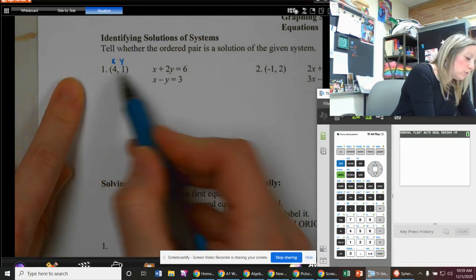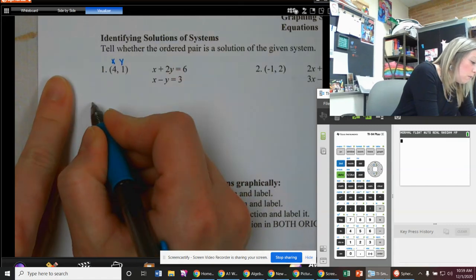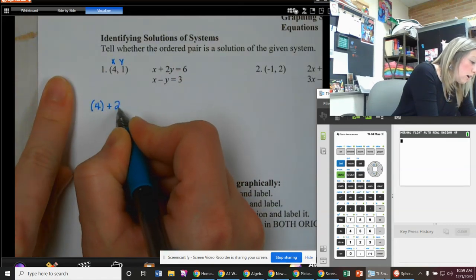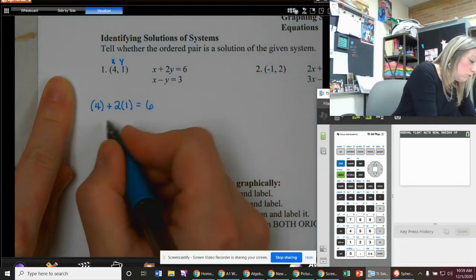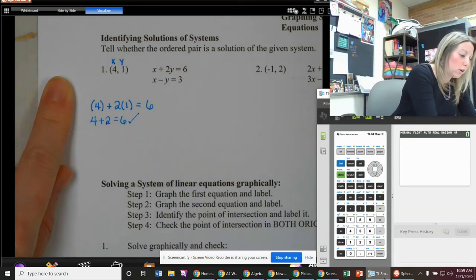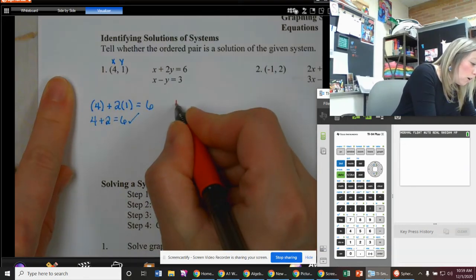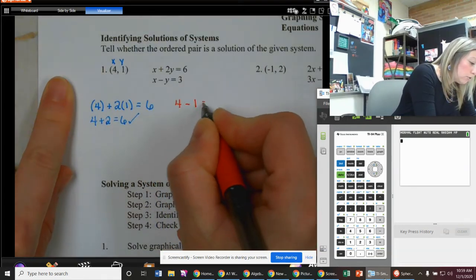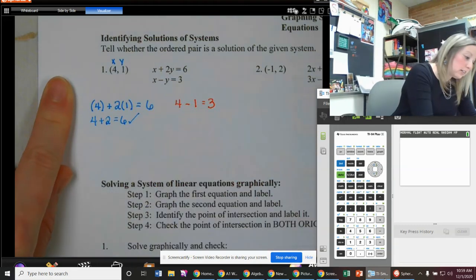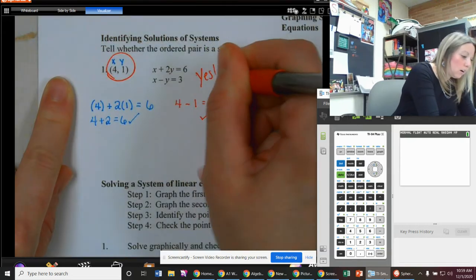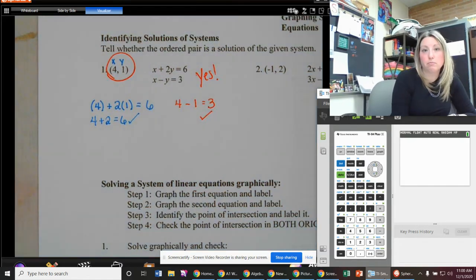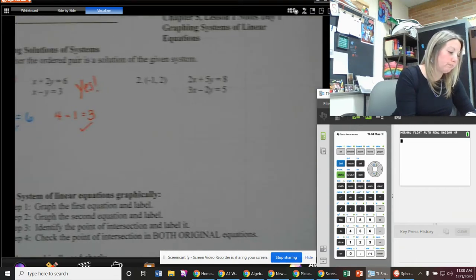Okay, so my x value is 4 and my y value is 1. So 4 plus 2 times 1 gives me 6, right? Well, yeah, 4 plus 2 is 6, so it checks out. So it worked in the first equation. Now I'm going to try it in the second equation. 4 minus 1 equals 3. Is that correct? Yes, it checks out. So (4, 1) is a solution to that system. Okay, let's try this one.